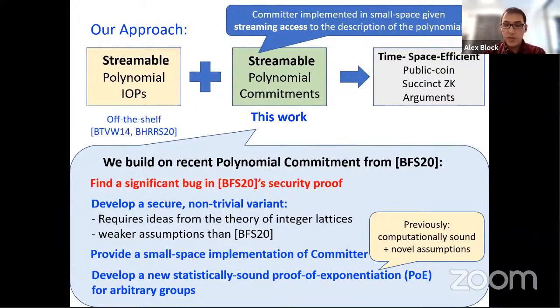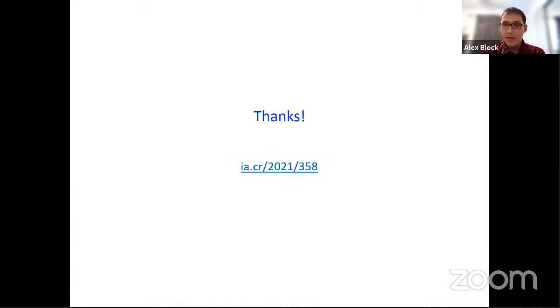Now, finally, we use off-the-shelf streamable IOPs and compose them with our streamable polynomial commitment scheme to obtain our time and space efficient zero-knowledge arguments. And that's all I have to say. Thank you very much.